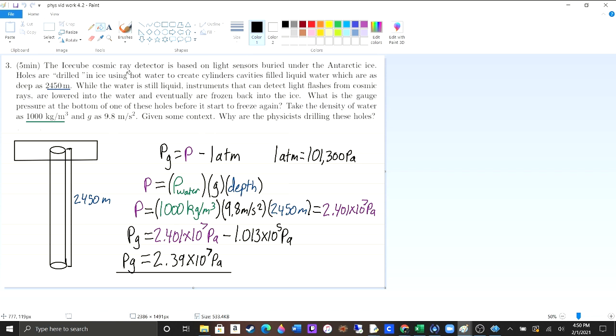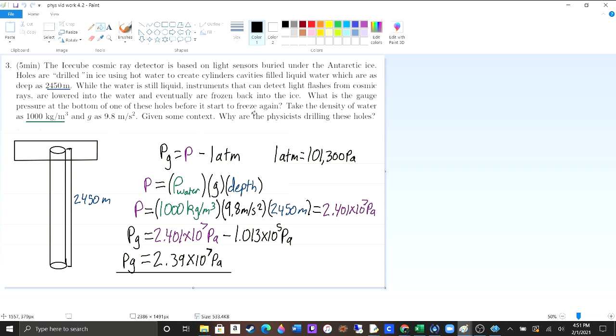The IceCube cosmic ray detector is based on light sensors buried underneath the Antarctic ice, and holes are drilled in ice using hot water to create cylindrical cavities filled with liquid water, which are as deep as 2,450 meters. While the water is still liquid, instruments that can detect light flashes from cosmic rays are lowered into the water and eventually are frozen back into the ice. We have to find the gauge pressure at the bottom of one of these holes with a depth of 2,450 meters, before it freezes again.